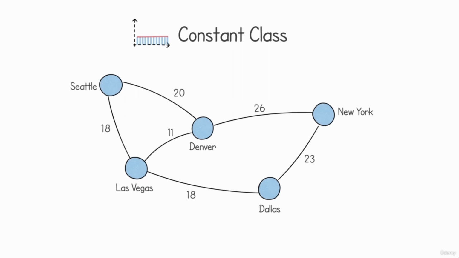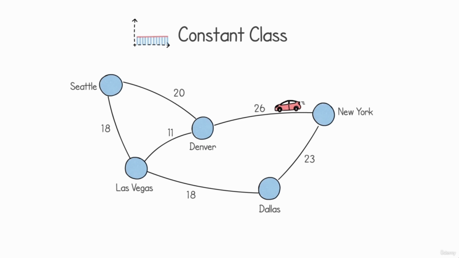For example, over here on each edge, I have the number of hours that you would have to drive to get from one city to the next. For example, it would take you 26 hours to drive from New York to Denver. Now, as you can see in this example, the graph is not fully connected.